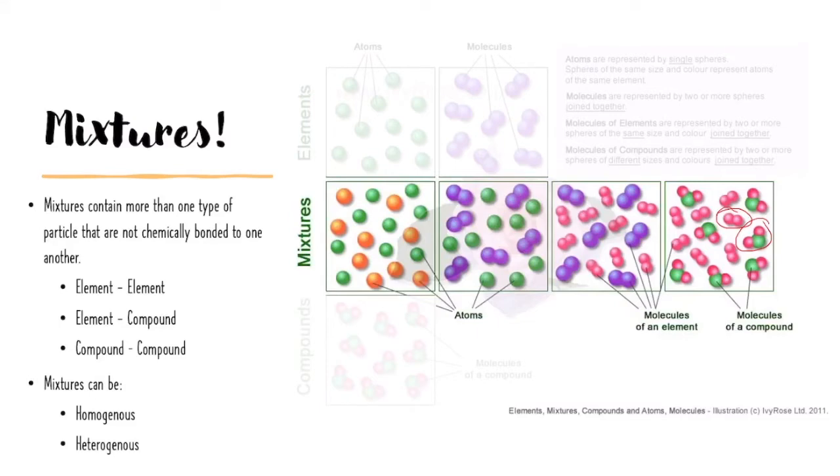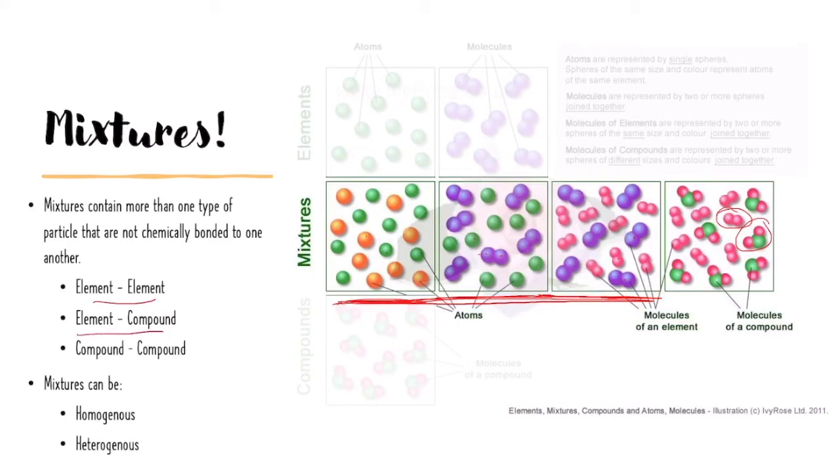So we could have an element-element mixture like this right here, or like this. We've got single atom elements here. We've got diatomic element molecules here. And then we've also got a mixture of diatomic elements right there. So all 3 of these first boxes represent different mixtures of elements. So element-element mixtures.